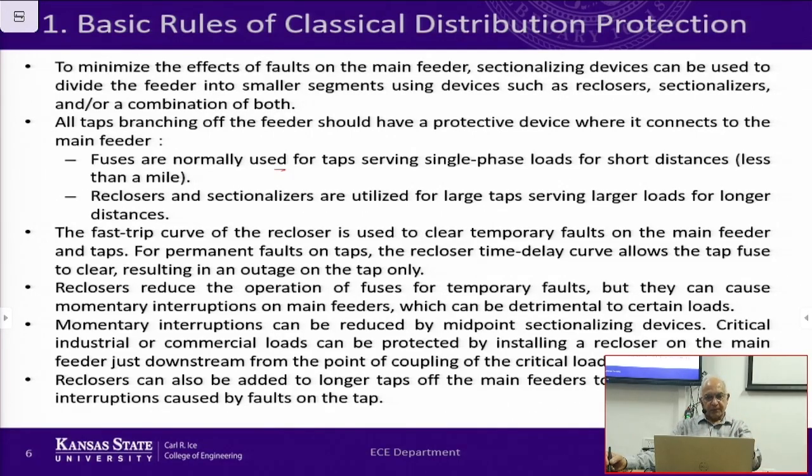So I'm going to talk a little bit more detail. This is something that is there for you to read. And since we have already talked about them, we don't need to discuss them anymore.